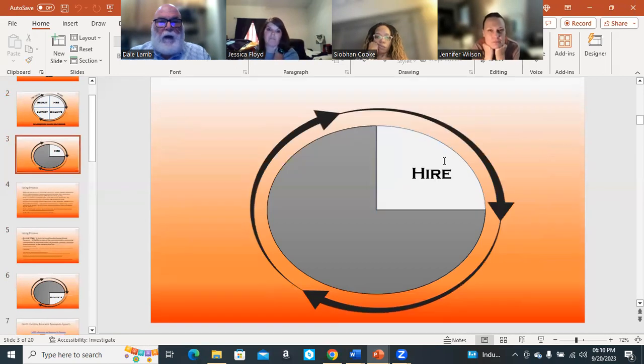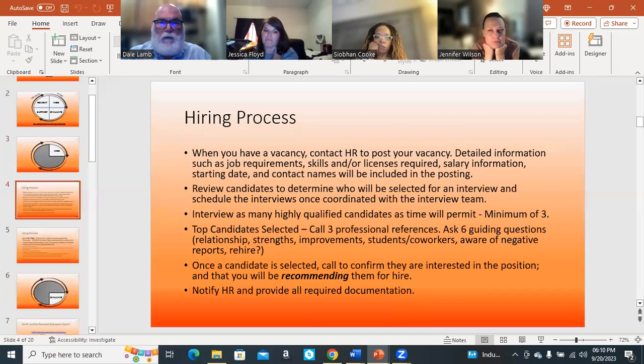And if I can get it, you contact your HR to start the process, and then at some point you review your candidates, and you don't know how many you're going to get. You're looking for highly qualified. You have to do a minimum of 3. If you don't have anybody, or if they're not highly qualified now.